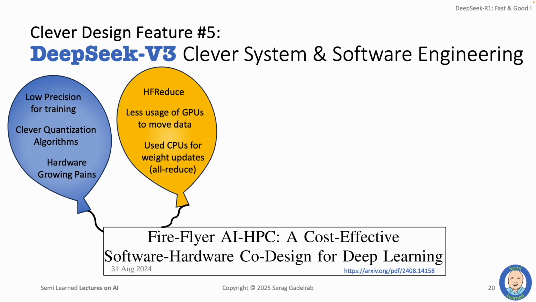Second is that they built their own in-house communication and data movement library, which they called HFReduce. It used the GPU's resources more frugally. They also used the CPUs to do updates to the weights as the data moved between the chips during training. This also preserved the GPU resources for training.